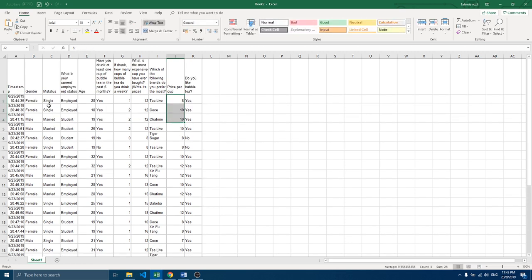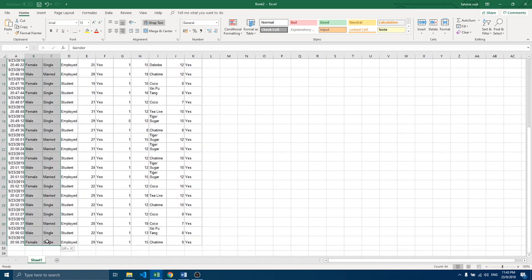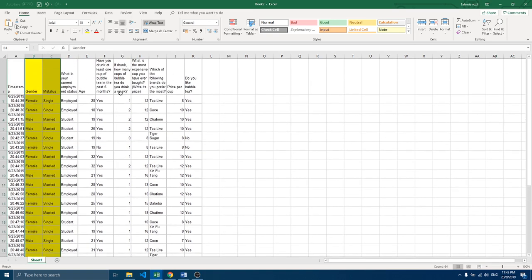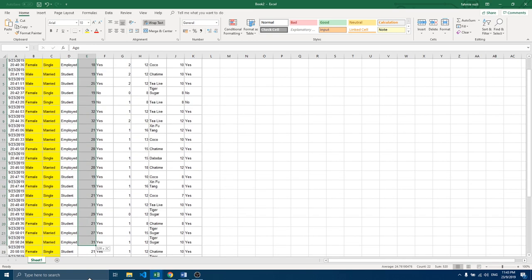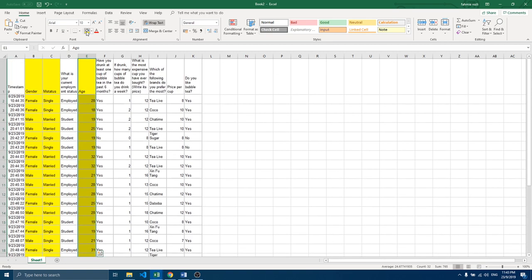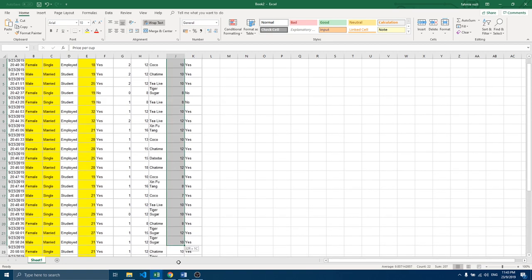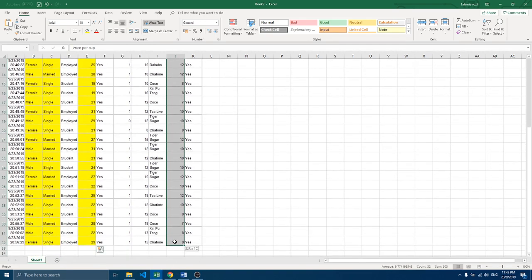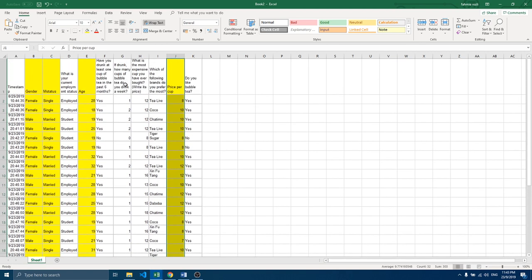Alright, so gender, marital status, I put in yellow color. Age, this one I just want to highlight the important data.